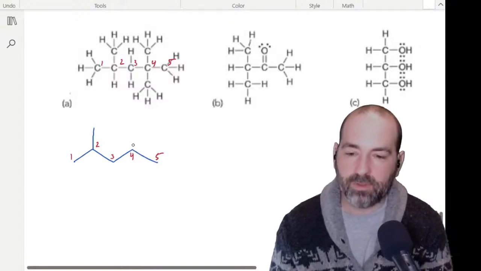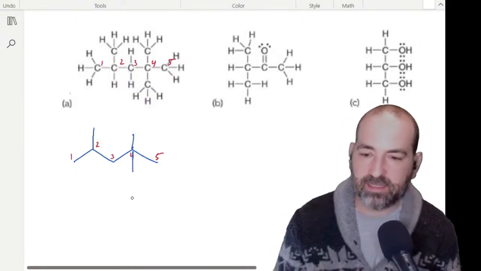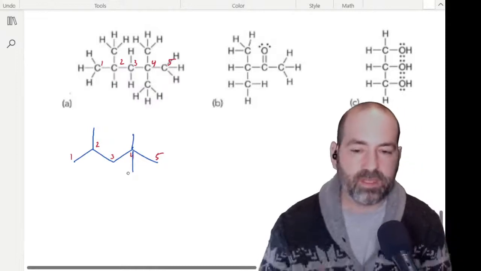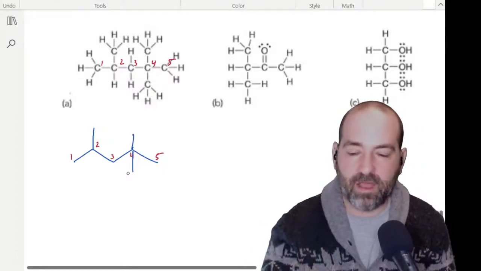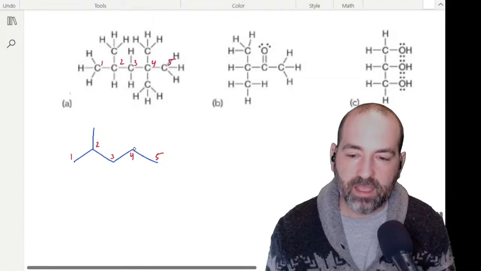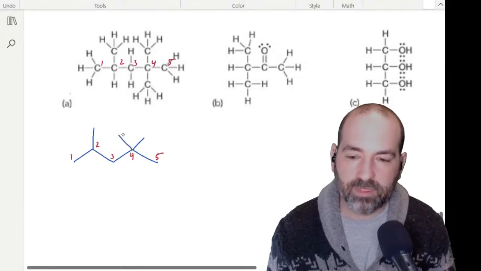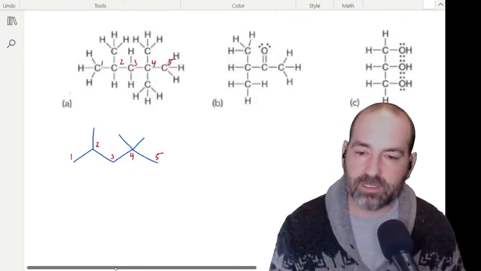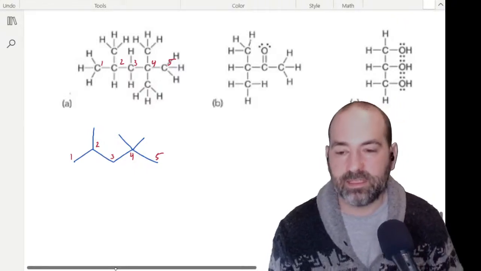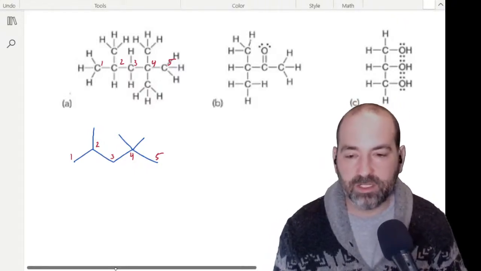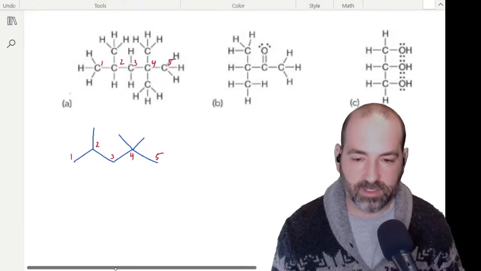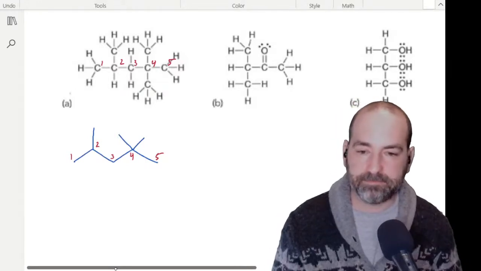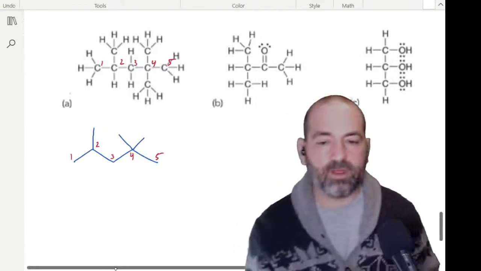Now, we could put them like this, and it's not technically wrong to do that. But because of that issue of trying to spread things out and have the biggest possible angles, it's usually more correct to put them both on the same side like that. And so that's our finished line structure. That's it. And so you can see how nice and easy it is to draw relatively large structures using this technique. Okay, moving to the second one.